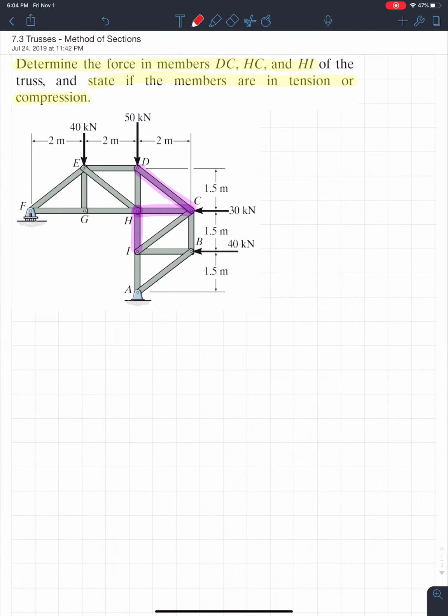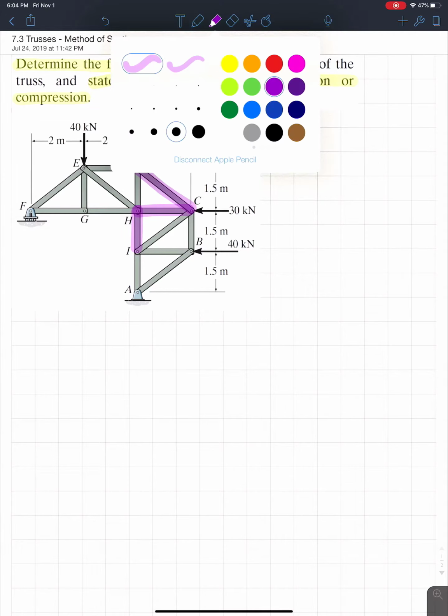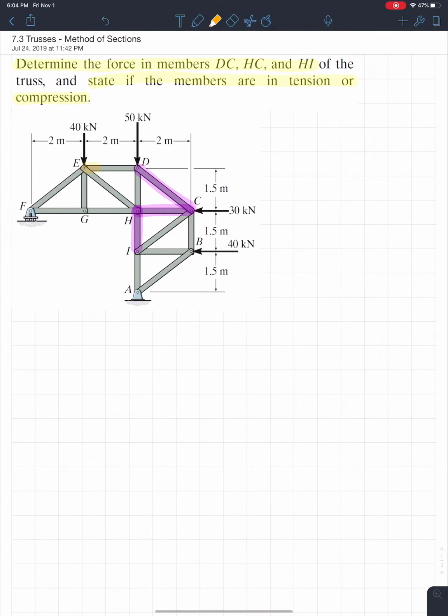So now we're going to discuss the method of sections. The method of sections is basically if I want a bunch of members in the middle of the truss, and for fun, let's just say it's these members right here, ED, EH, and GH.